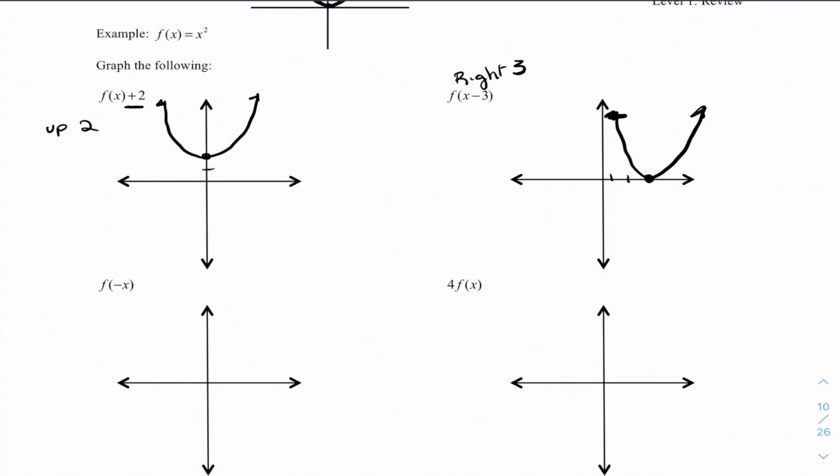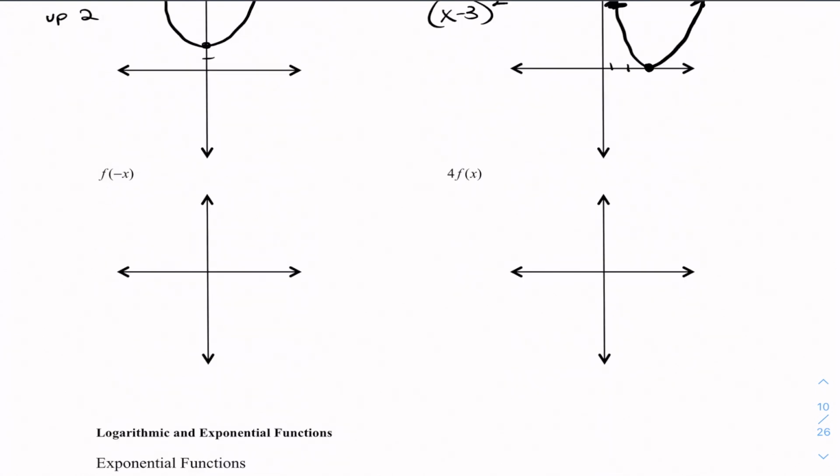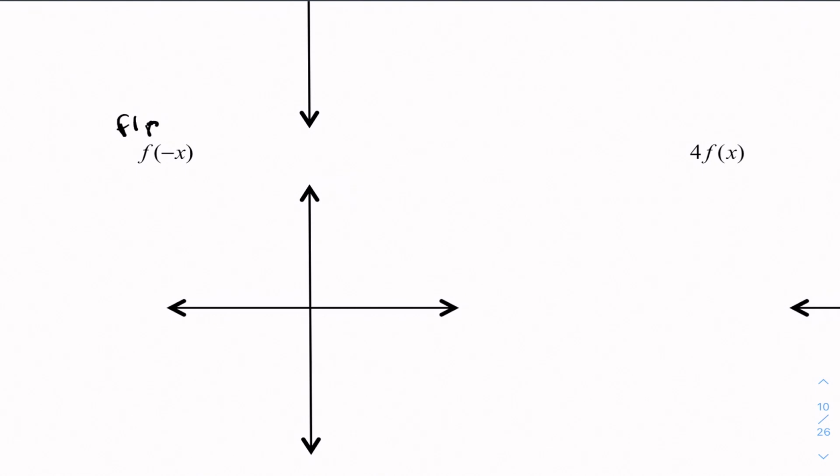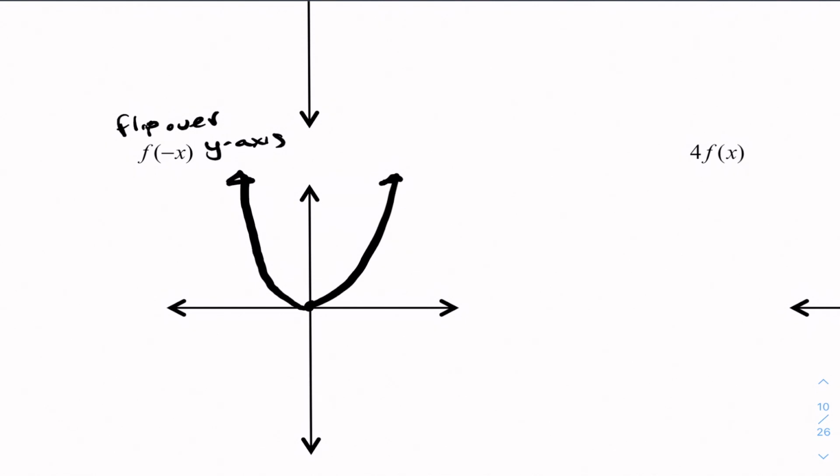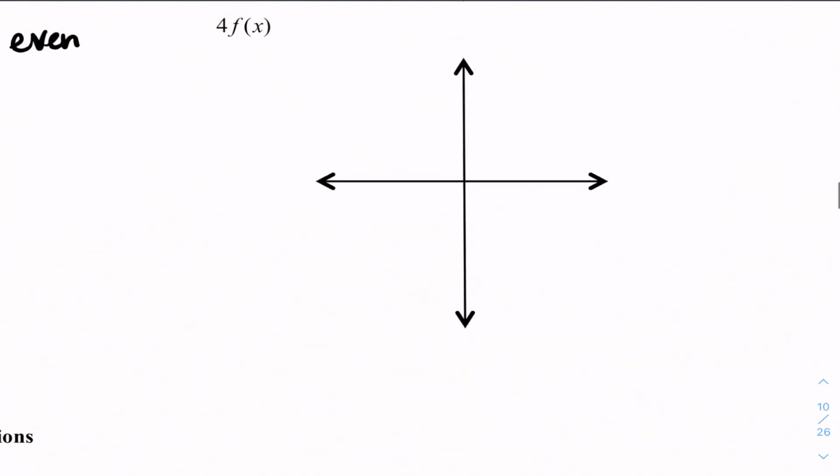If I'm looking at this f of x minus 3, it's also the same thing as the function x minus 3 squared. Well, what happens if you plug in a negative number? So this should flip over the y-axis. But because x squared is an even function, even symmetry, which means you are symmetric over the y-axis, plugging in a negative doesn't change our graph. It's because it's even. If it was an odd function, it would actually mirror what would happen if you just had a negative out front.